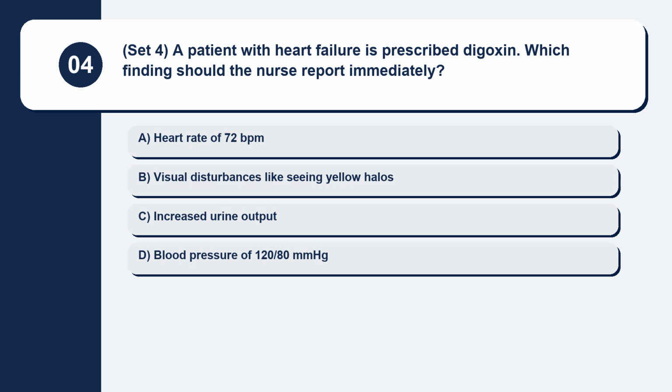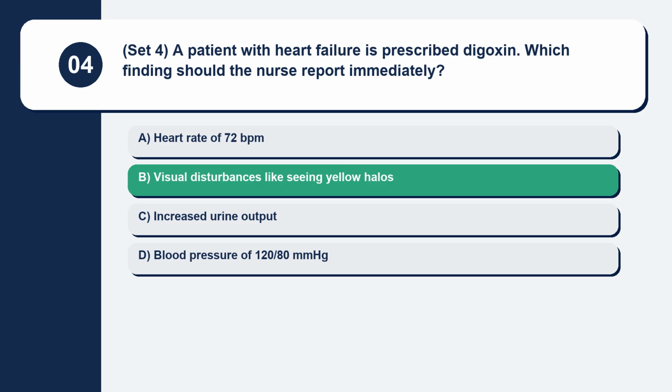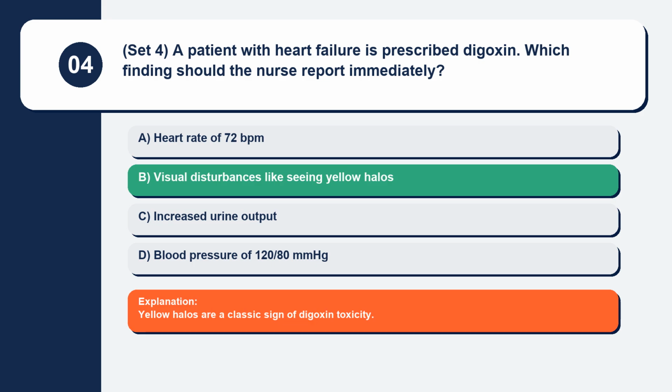Question 4. Set 4. A patient with heart failure is prescribed digoxin. Which finding should the nurse report immediately? Heart rate of 72 bpm, visual disturbances like seeing yellow halos, increased urine output, blood pressure of 120/80 mmHg. Yellow halos are a classic sign of digoxin toxicity.